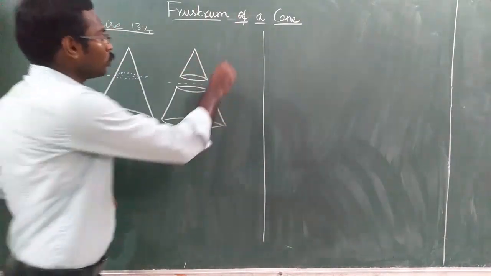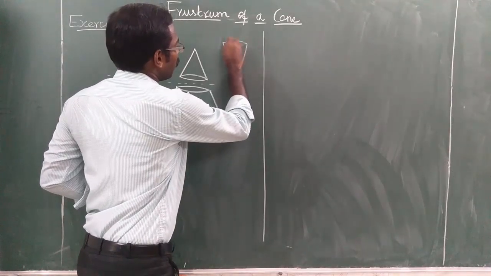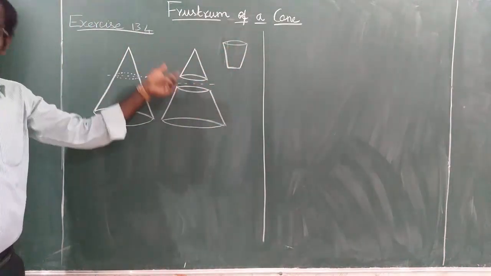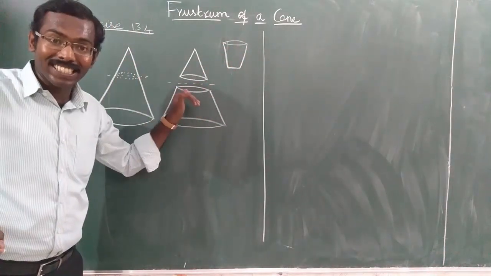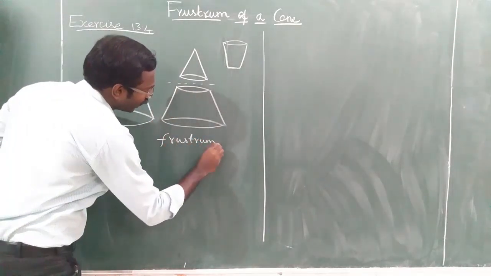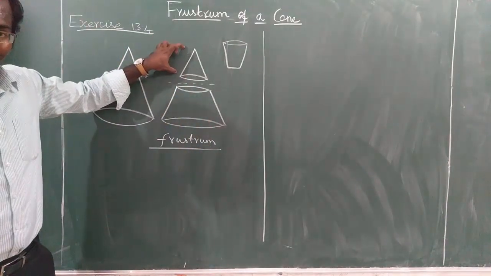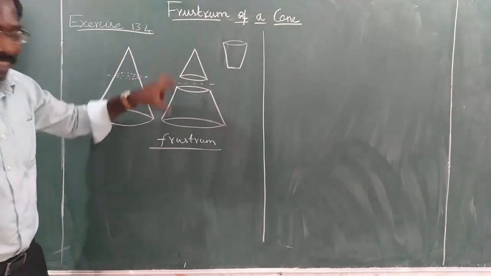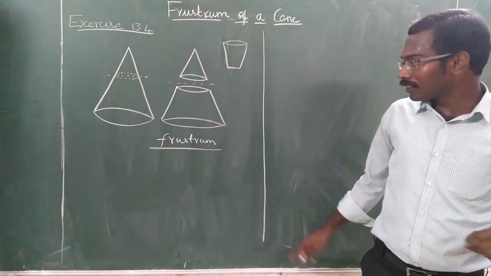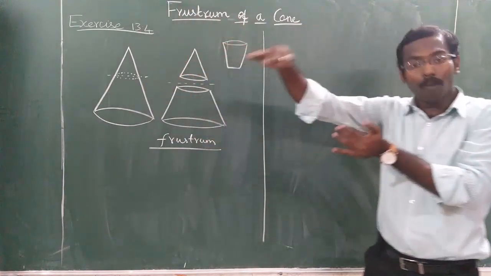Usually buckets will be like this. This is like a bucket kept inverted. Now this structure is called the frustum of a cone. This is a big cone, this is a small cone, and this is the frustum of the cone. Now you understood what is frustum? Frustum is like the bucket kept inverted, ulta.